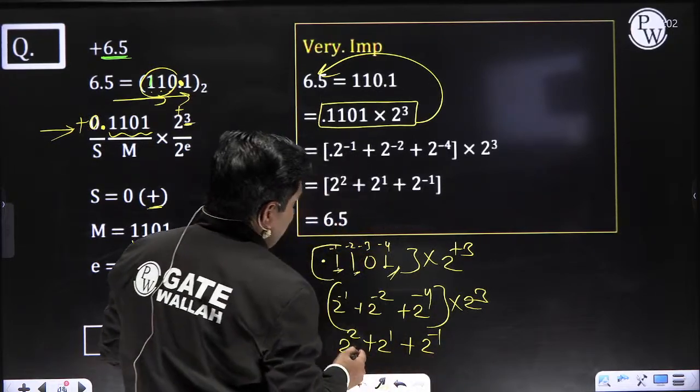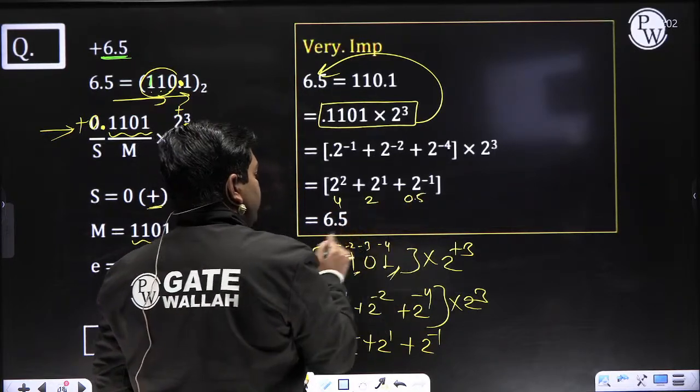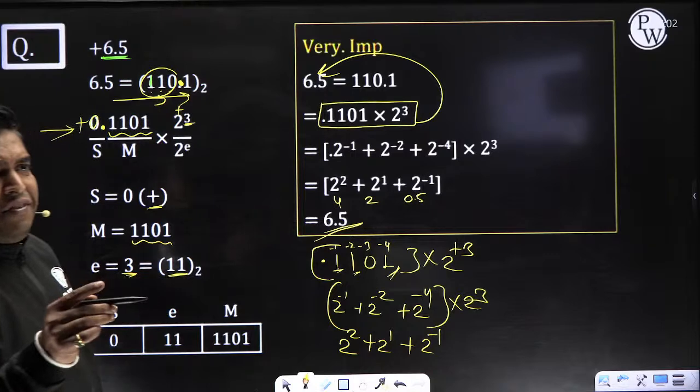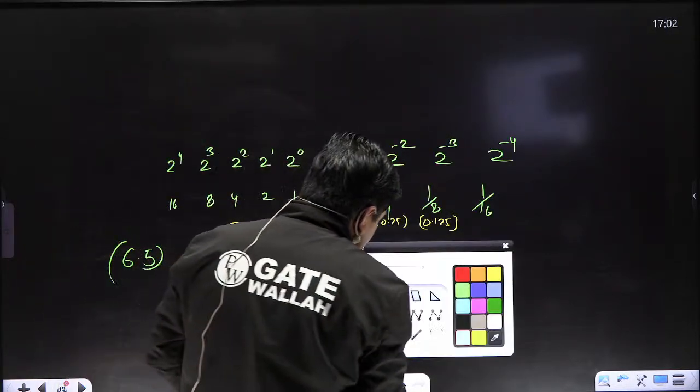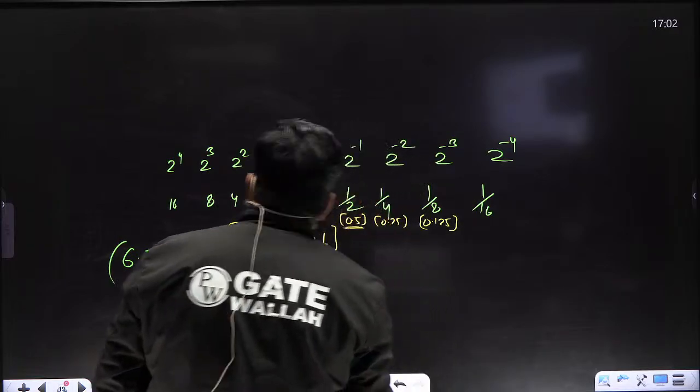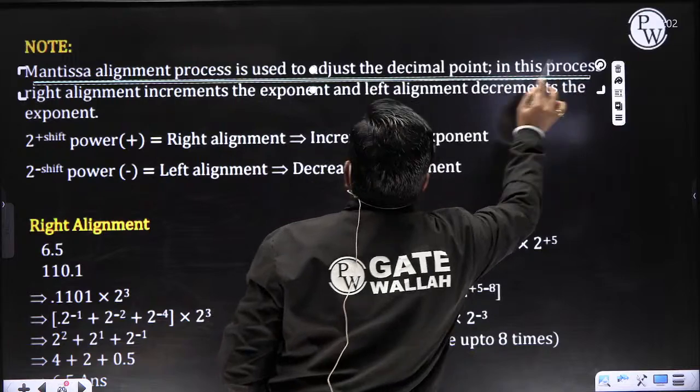So you are getting 4 plus 2 plus 0.5. Crystal clear, everyone? If it is crystal clear, kindly write it down in the chat box. So what can we conclude? We can conclude, my dear, that mantissa alignment is the process to adjust the decimal point.